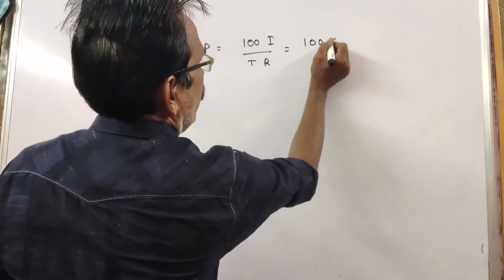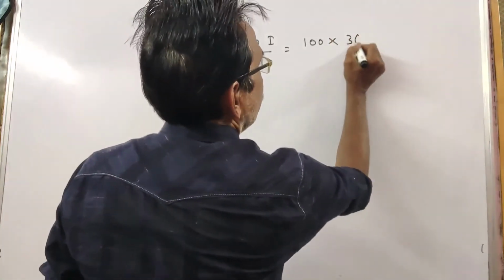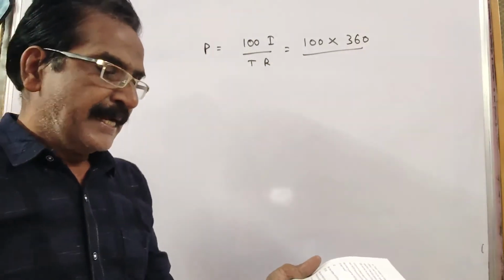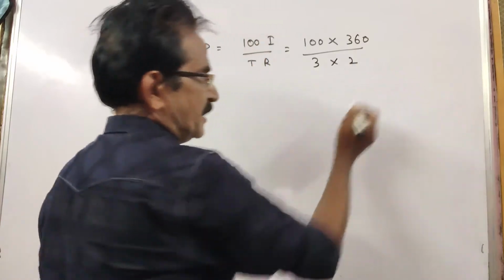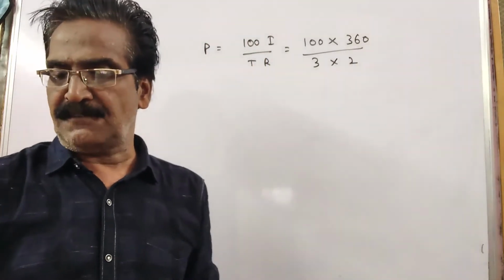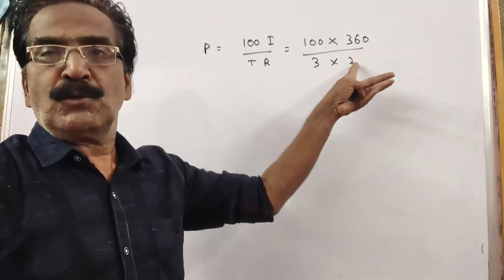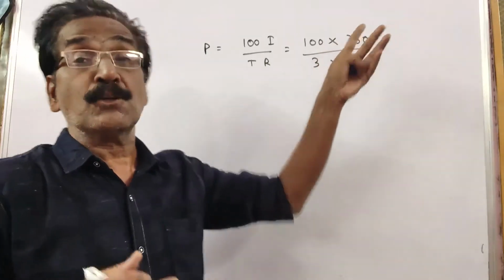Here P is 100, I is 360 rupees, interest will be 360, and T is 3 years. If the rate of interest is 2% higher, so R is equal to 2%, you are getting 360 rupees more.